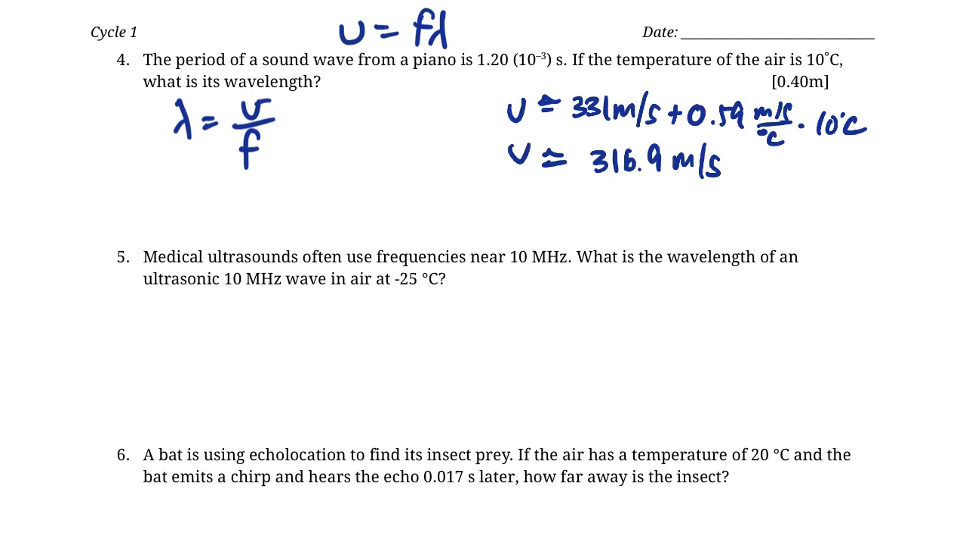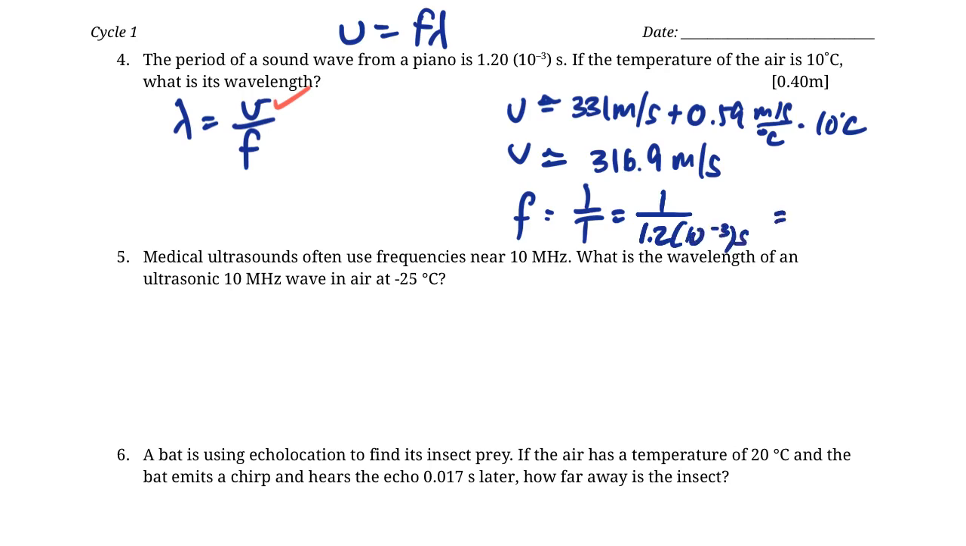So we now have the speed. We need the frequency. We are given, however, the period. And remember, there's a relationship between period and frequency. If we want to calculate the frequency, it's just going to be 1 over the period. We know the period is very short. It's a very quick wave, probably a very high pitch: 1.2 times 10 to the negative 3 seconds.